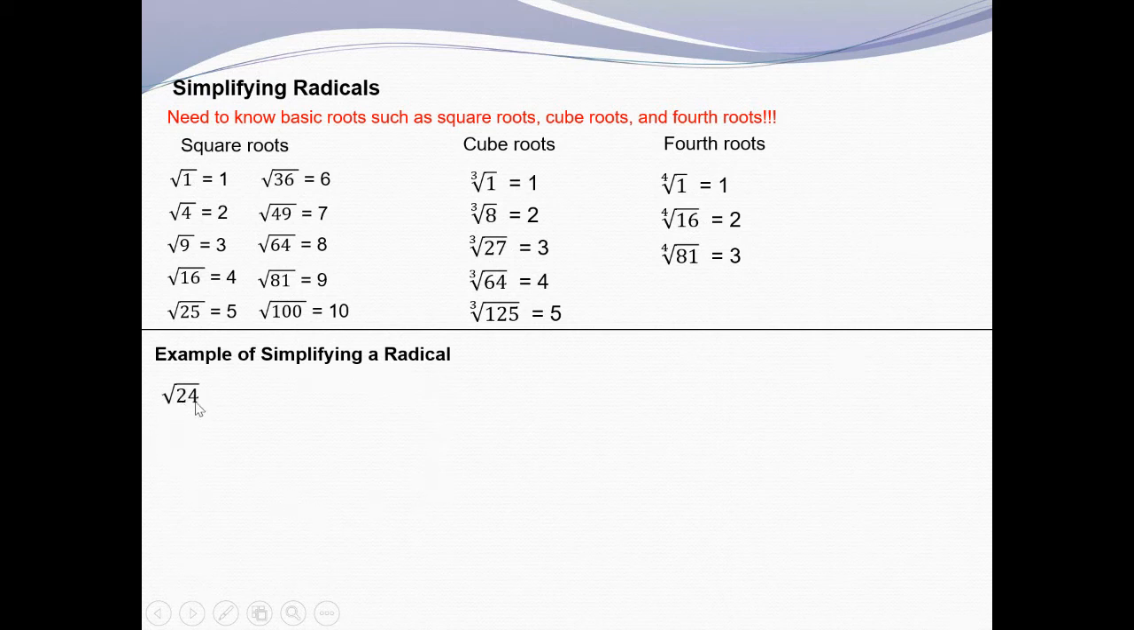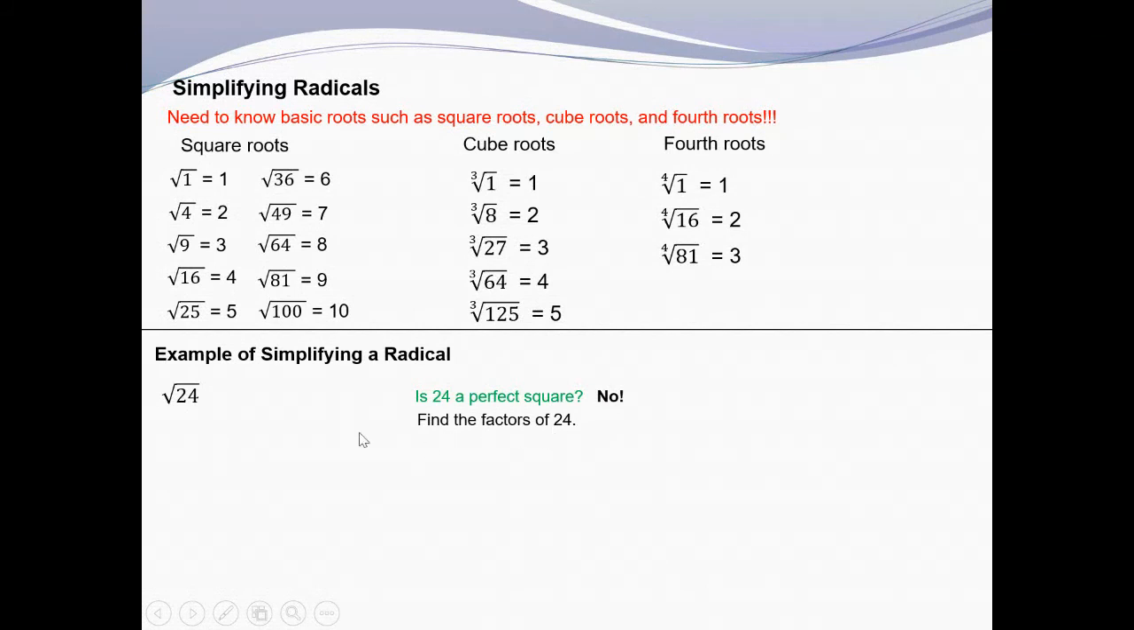Say you're given the square root of 24. This is a square root, right? Because there's nothing there, so we know it's a square root. So is 24 here, guys? No, it's supposed to be here, right? So 24 is not a perfect square. Right? Is 24 a perfect square? No.